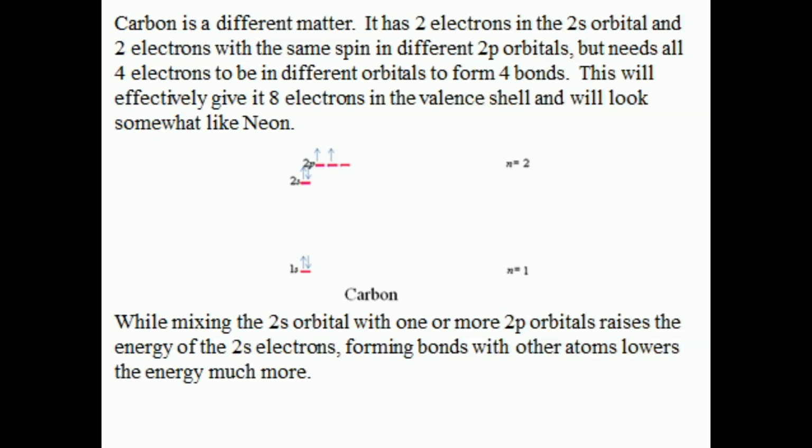and that will look somewhat like neon. So effectively what it does is it mixes the 2s with the 2p orbitals. While doing that, it raises the energy of the 2s electrons. When I form the bond, the energy goes down much more, and it ends up becoming lower energy overall.